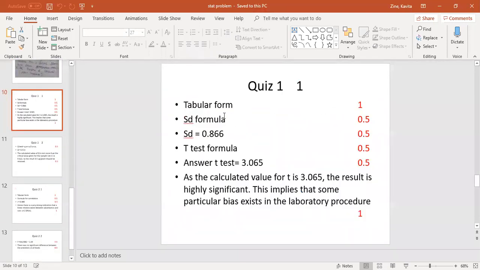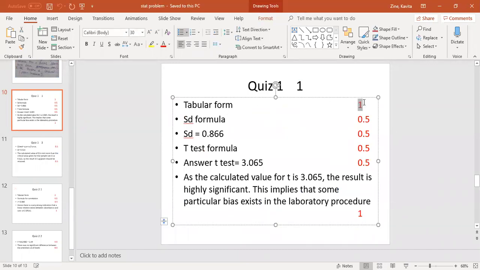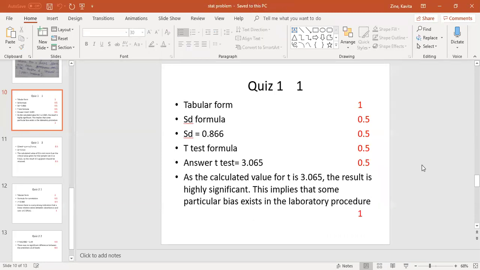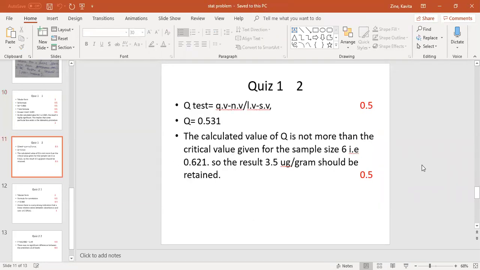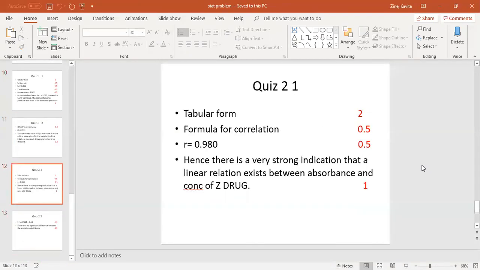If you make the tabular form for that problem, you will get 1 mark. Then if you have written the standard deviation formula properly, you get 0.5 marks. If you calculate the standard deviation value properly, 0.866, you get 0.5 marks. Then you have to write the t-test formula, 0.5 marks. You have to check the answer, 0.5 marks. And this is a justification: as the calculated value for t is this and this, the result is highly significant, and this implies that some particular bias exists in the laboratory procedures. According to that, you can solve about the q-test value and all those things.